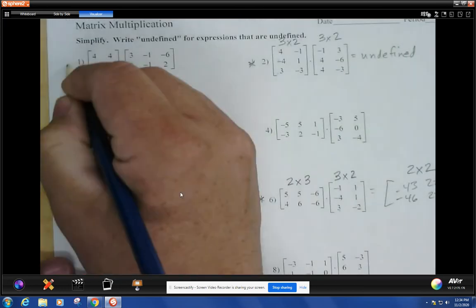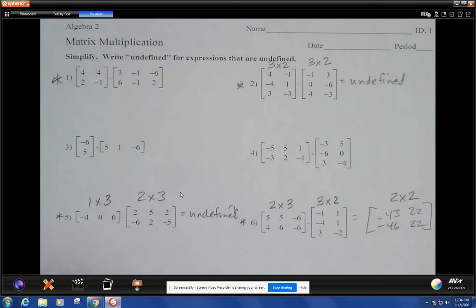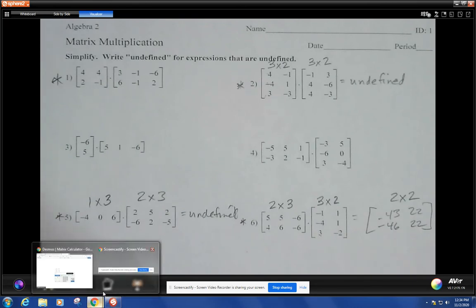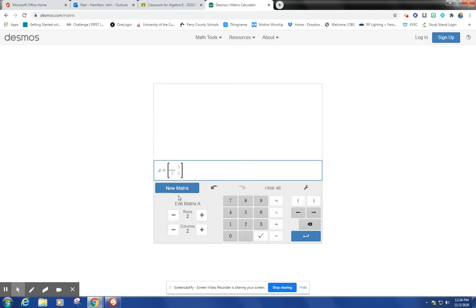I want to go through one more example real quick, number 1, and I want us to see if we can figure this out. This is a little bit of a journey for us to figure out when they can be multiplied and when they can't. So we're going to clear this out, and we're going to start out with a new matrix. Again, let me go back. I did not do this.